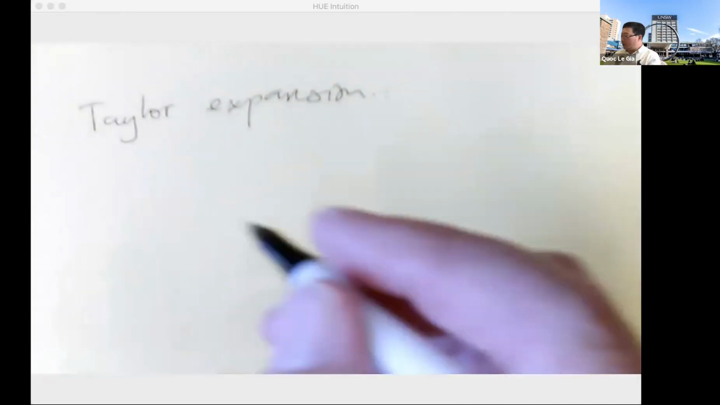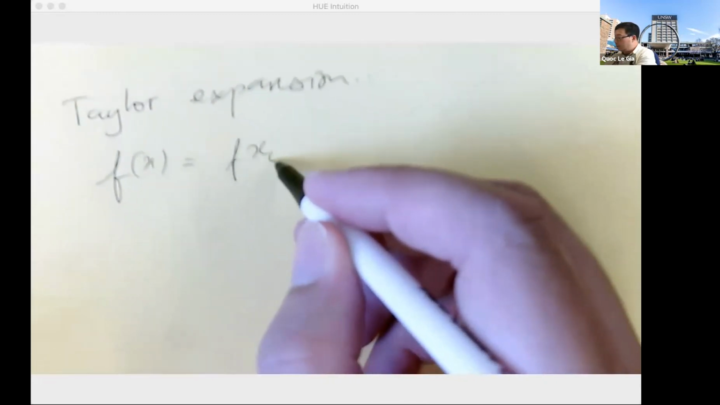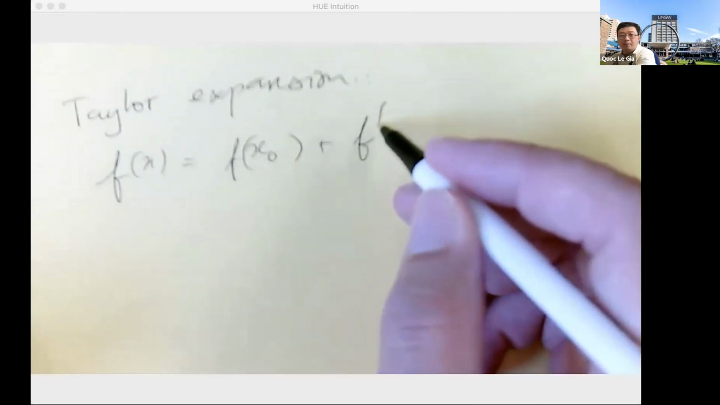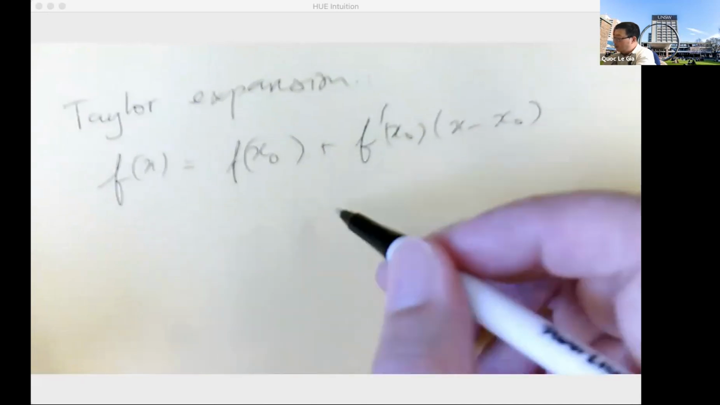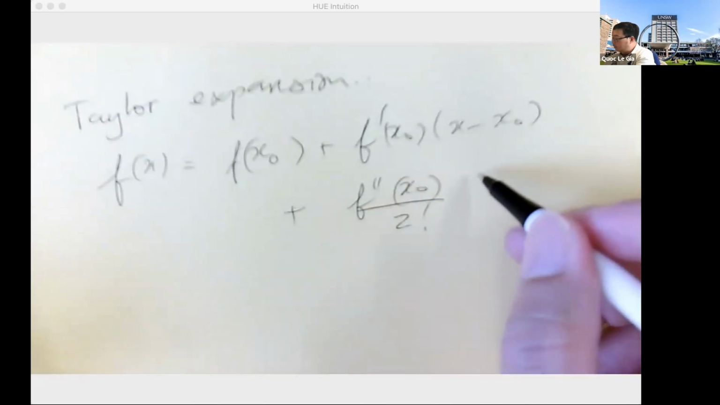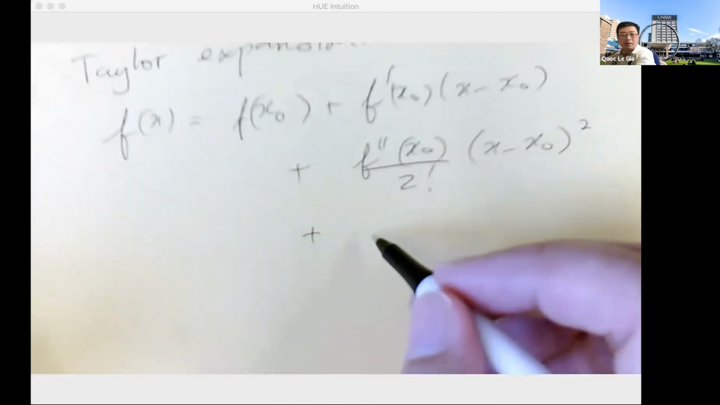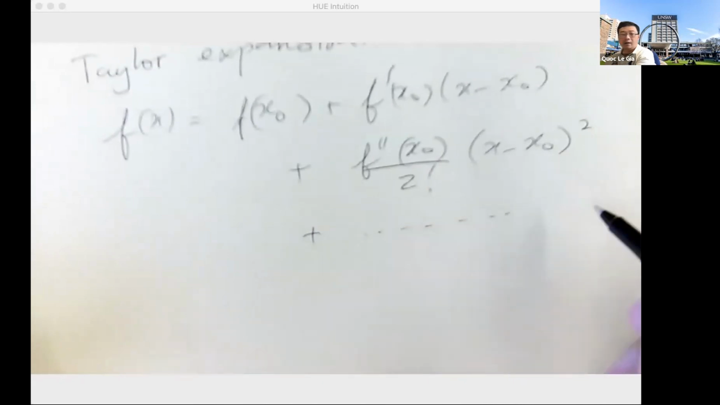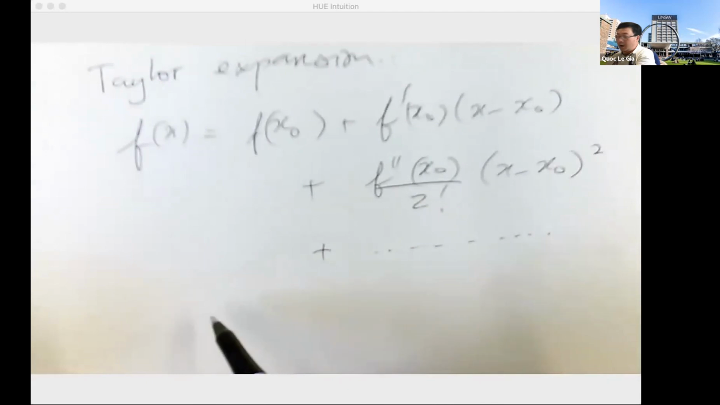Okay, so this is the one that you know, right? f(x) equals f(x0) plus f prime(x0)(x minus x0) plus f double prime(x0) over 2 factorial times (x minus x0) squared, and so on. I don't worry about the extra terms. And now what I want is to put my x0 to be x star.